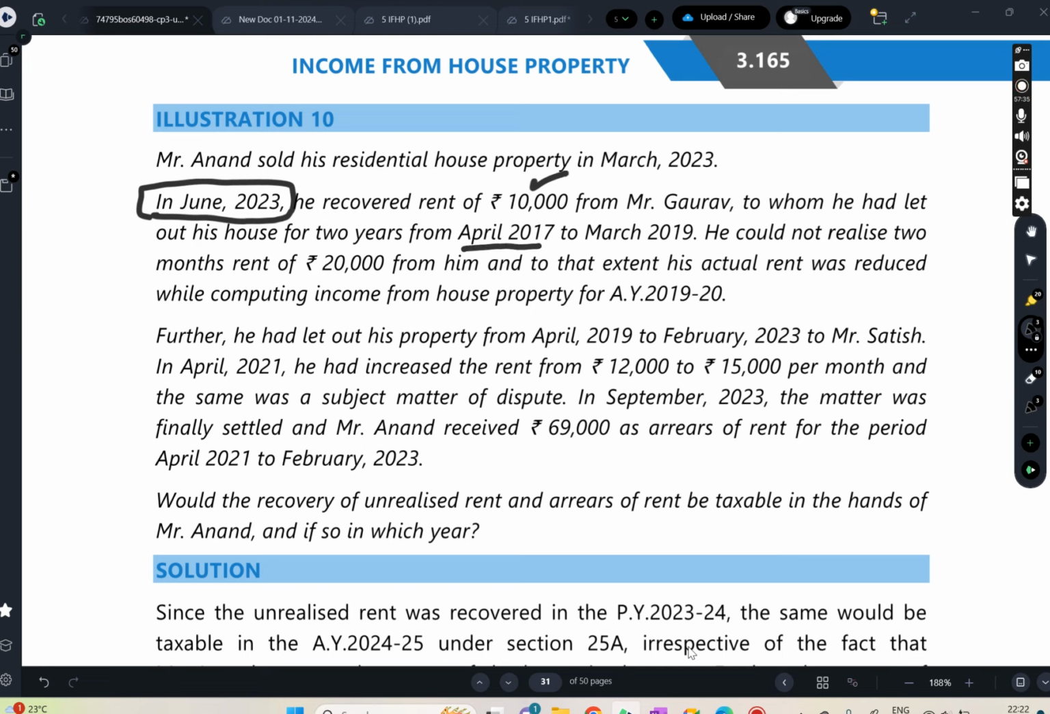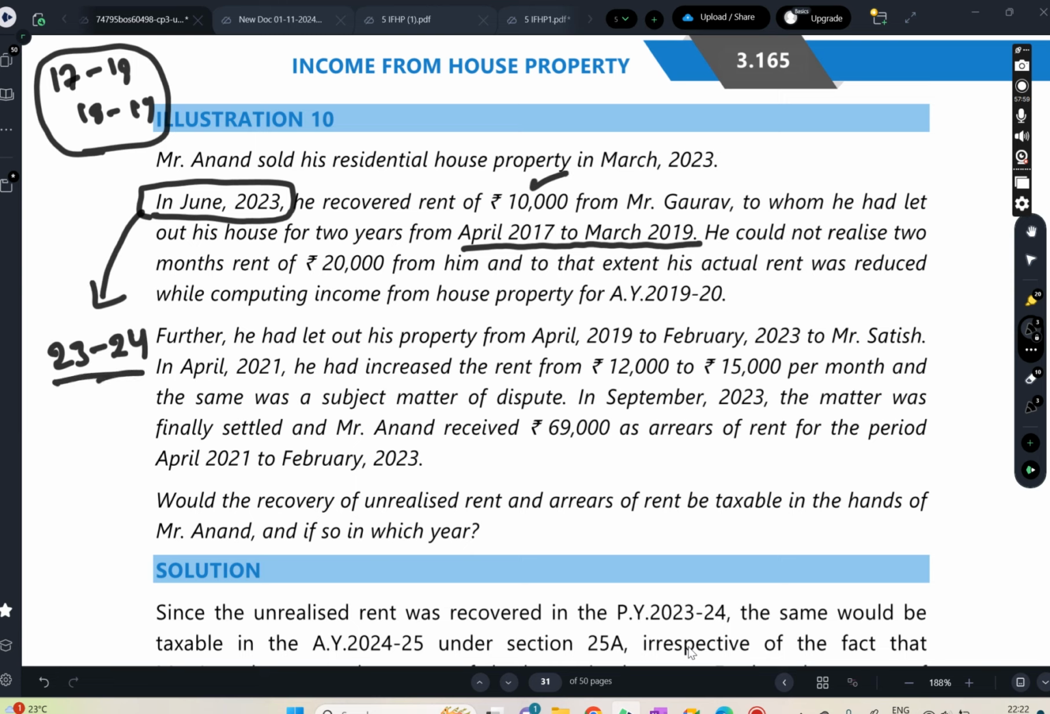Okay, during this period 2017 to 19, like 17, 18 and 18, 19, Gaurav is our tenant, and then he has to pay 10,000 rupees. He did not pay. Now he is coming again in 2023. That means this will fall under which year? 23 and 24. In 23 and 24 we are receiving it.